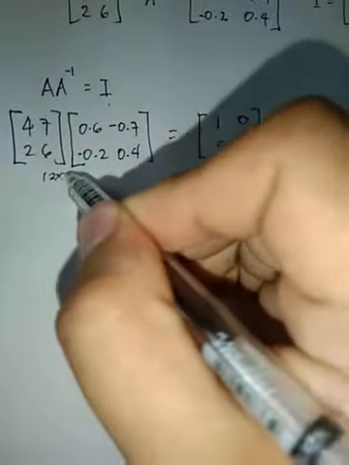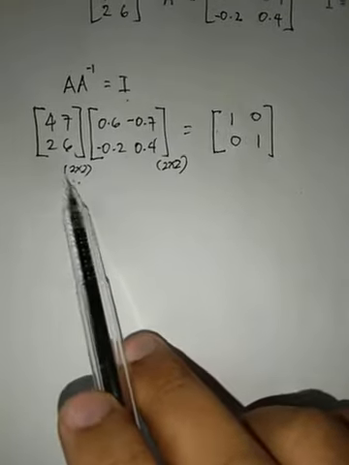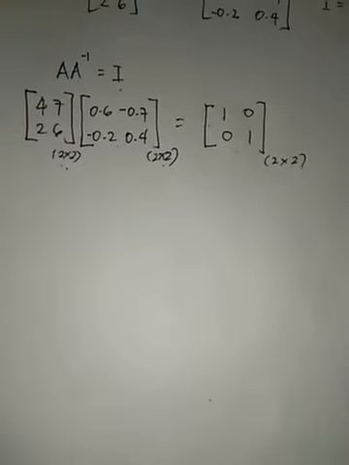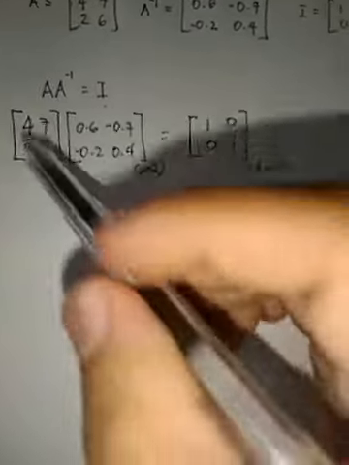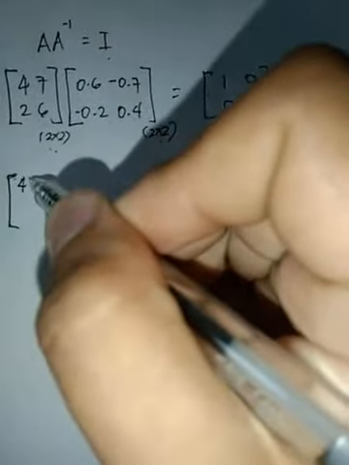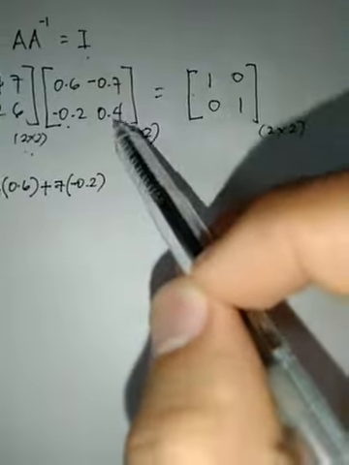This is a 2 by 2, also 2 by 2. So, therefore, ang result niya is 2 by 2. Same with this. Kaya siya dapat 2 by 2. No? Okay. So, let's multiply. First row, first column ha. So, let's have 4 times 0.6. Then, plus 7 times this one. Negative 0.2. No?